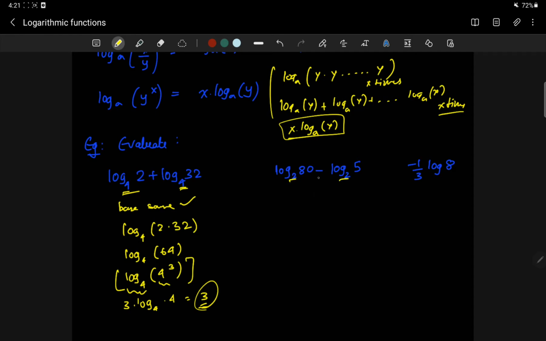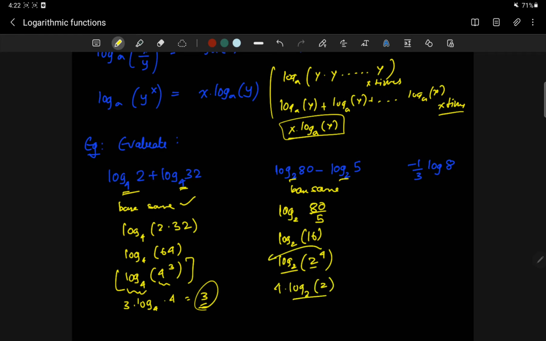Second one, again, the base is the same. With the base being the same, this is log base 2 of 80 over 5, which is log base 2 of 16, and 16 is 2 to the power 4. So once again, we have a function and its inverse, so you can conclude that this is going to be 4, or you can use the property to say this is 4 log base 2 of 2, which is 1. So this is 4 times 1, which is 4.